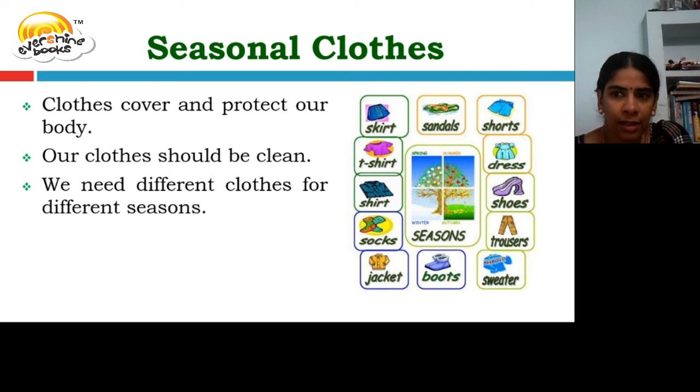Skirt, shorts, t-shirts, shoes, shirt, socks, sweaters, jacket, trousers, boots, sandals. So, you should know what clothes to be worn during specific season. During a particular season, we have to wear particular cloth. That is why we call it as seasonal clothes.